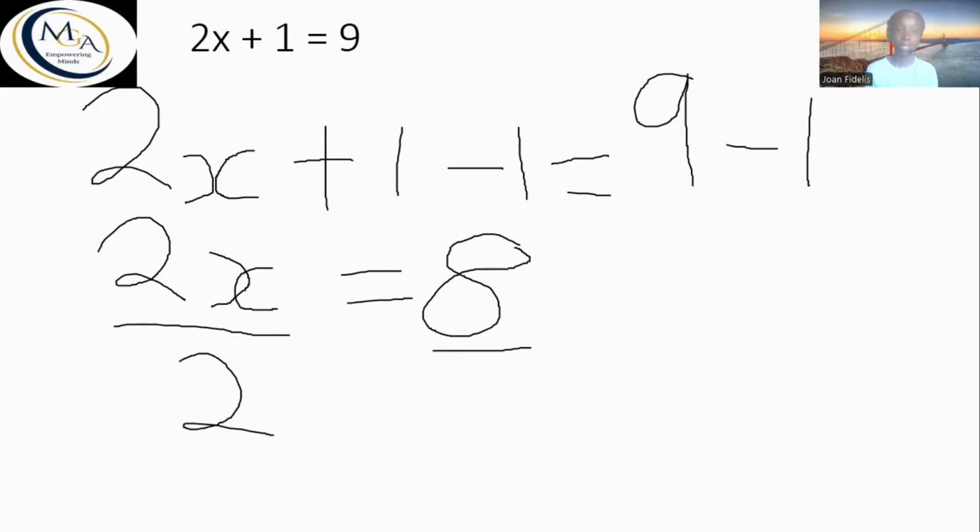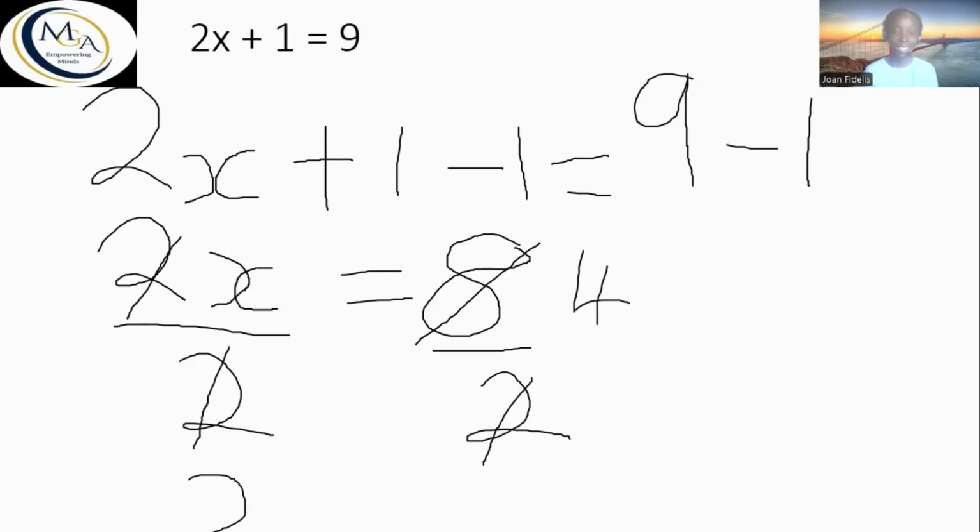So the next step is to do the inverse of multiplication or division. In this case, it is the inverse of multiplication, so we divide. 2x over 2 equals 8 over 2. Divide both sides by 2. So 2 cancels 2, and then 8 divided by 2 is going to give us 4. So x is equal to 4. It's pretty simple, pretty easy. So this is the first example of how to solve a 2-step equation. Okay, so x is equal to 4.